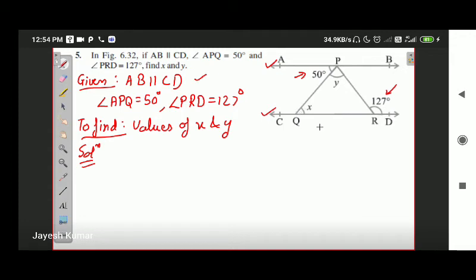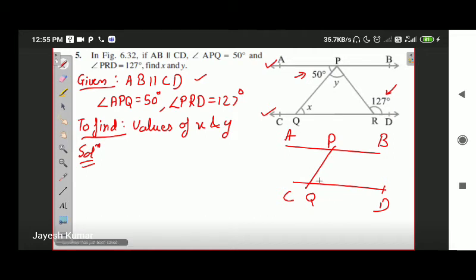So how is my figure? This is like this. This is point A. There is point B somewhere. Here is somewhere C. This is Q. This is P, and this is D. I am only considering PQ as the transversal. I'm not talking about PR presently. I'm just considering PQ as the transversal. So what is happening here is this angle is X, and I already know the value is 50 degrees. Can you guess what is the value of X? Yes, the value of X is 50 degrees.